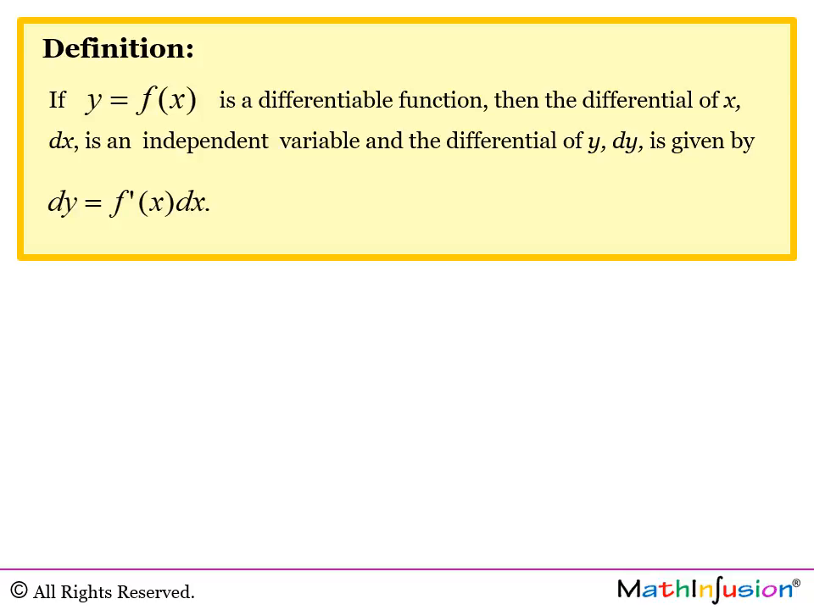Definition: if y equals f of x is a differentiable function, then the differential of x, dx, is an independent variable, and the differential of y, dy, is given by dy equals the derivative of the function f of x times dx. For example, let's take the function f of x equals 5x. dy is the derivative of 5x times dx, so it is 5 dx.